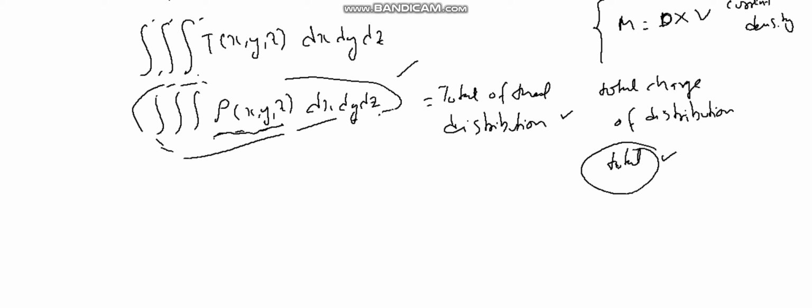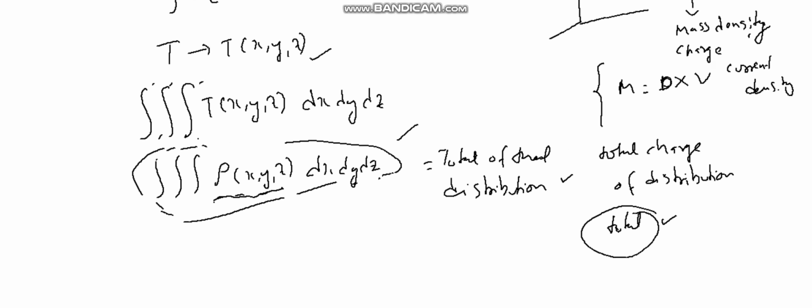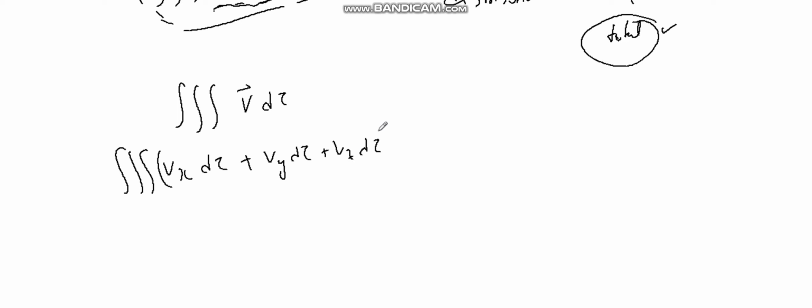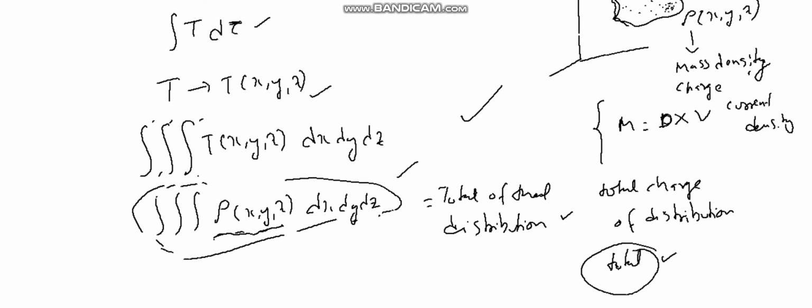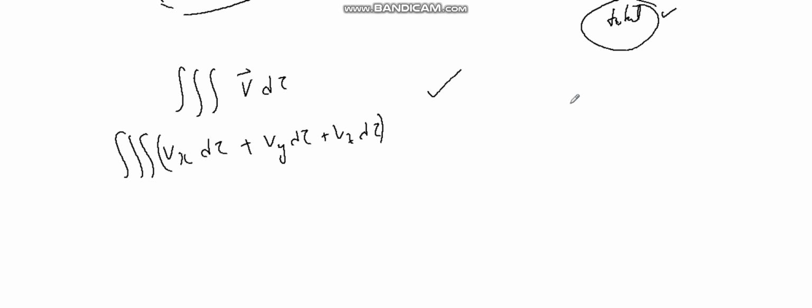And one more thing, that we are taking the scalar quantity over here. We can also have the volume integral of a vector field v. So we can obviously expand this as vx d tau plus vy d tau plus vz d tau, and we have this triple integral, right? So the earlier one will give a scalar quantity, but this will give a vector quantity, right?